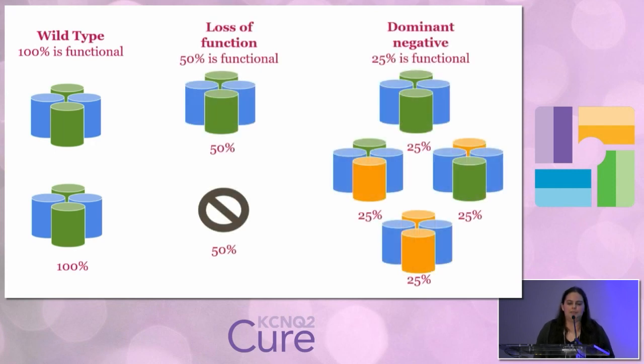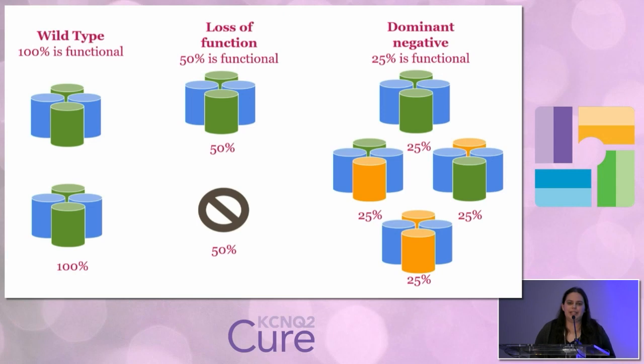And then when we think about so-called loss of function, there are different levels of this. So when we discuss those truncating variants on the last slide, they typically lead to a lack of ability to form the subunit. So we have 50% that is functional.